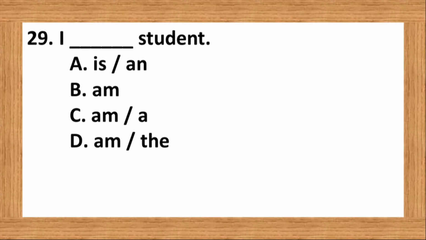(29) I blank student. A, is, an. B, am. C, am, a. D, am, the.